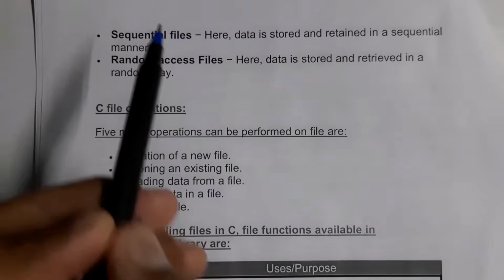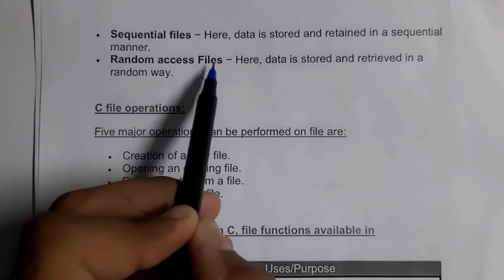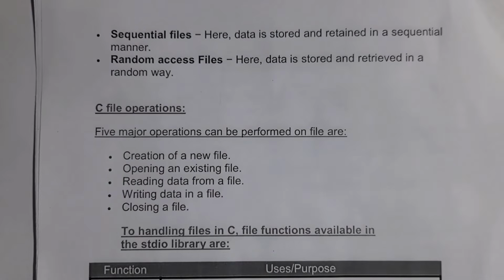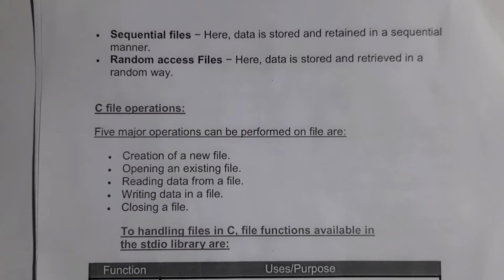Files are classified into 2 categories. One is sequential files and the next one is random access files. In sequential files, data is arranged in a sequential manner. For example, if you consider roll numbers, data is arranged in sequential manner like roll number 1, roll number 2, roll number 3, and so on. Whereas in random access files, data is not arranged in a sequential manner. Data is arranged in a random way. For example, roll number 1, then roll number 32 next, and roll number 44 next, like that.